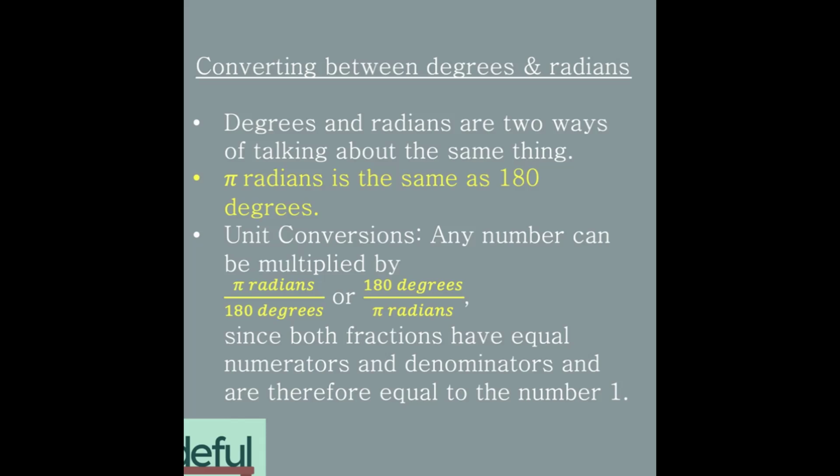Now, when you're dealing with unit conversions, which we will be doing on other questions, you can multiply any number you want by pi radians over 180 degrees or by 180 degrees over pi radians. That's because those two things are equal to one another, so we're talking about fractions with equal numerators and denominators, and they're therefore equal to the number 1. So if I multiply anything by pi radians over 180 degrees, I'm actually multiplying it by the number 1, and therefore we can use that for unit conversions. But we'll talk about that a lot more later.